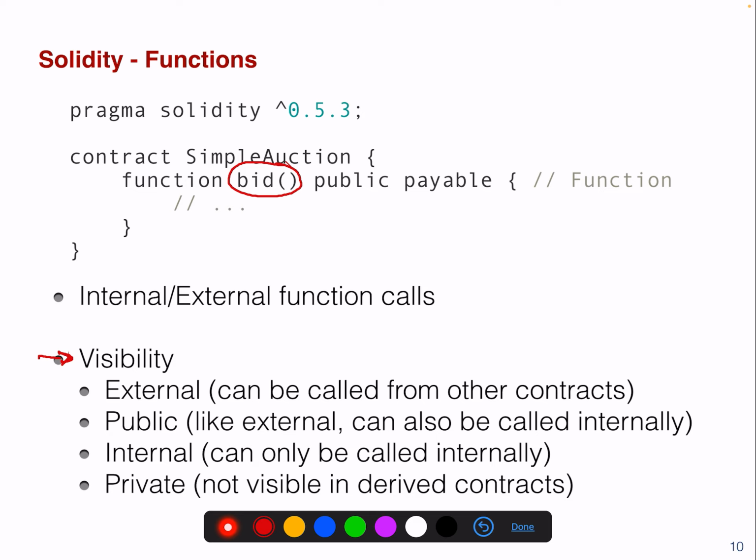It can be public, which is similar to external, but can also be called internally from another function within, for example, this simple auction function. It can be internal, so that it can actually only be called internally, and it can be private, so it's not visible in derived contracts. You can have inheritance among contracts as well. These are just some visibility parameters, right?